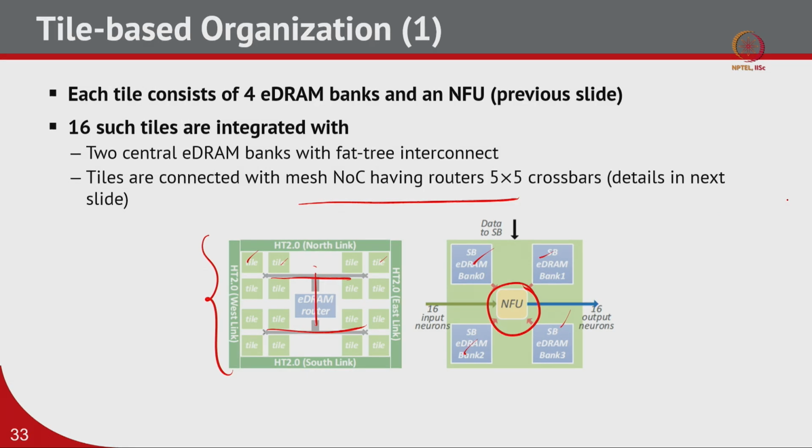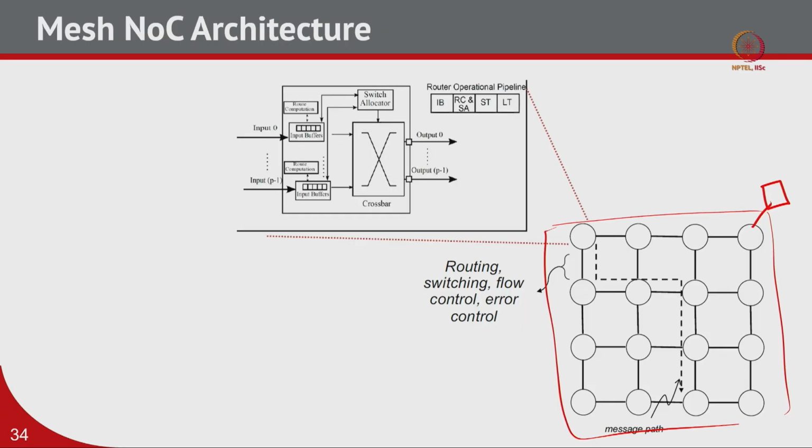In the previous one we showed you that there are multiple tiles, 16 tiles in total. So, each of these routers is connected to one tile. Whenever one tile needs to send data to another tile, it first sends the data to its router, the router sends the data to a different router, and finally the data reaches the destination. That is how on-chip communication happens.